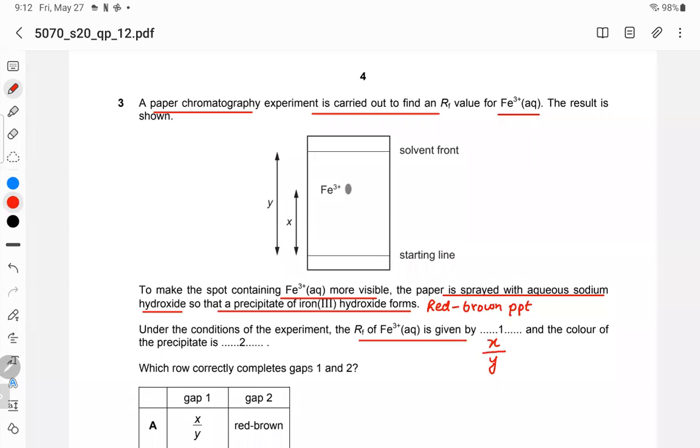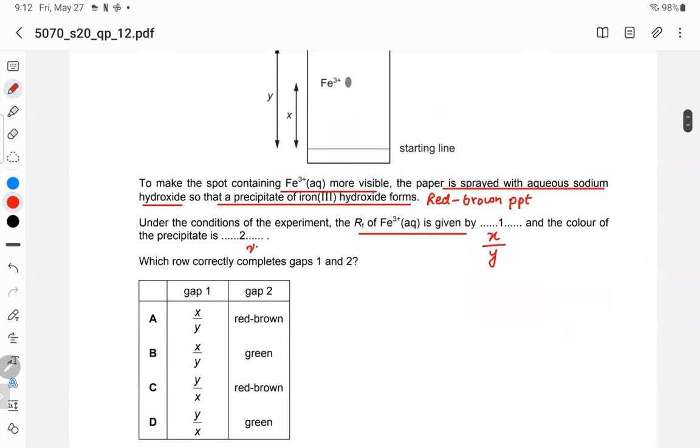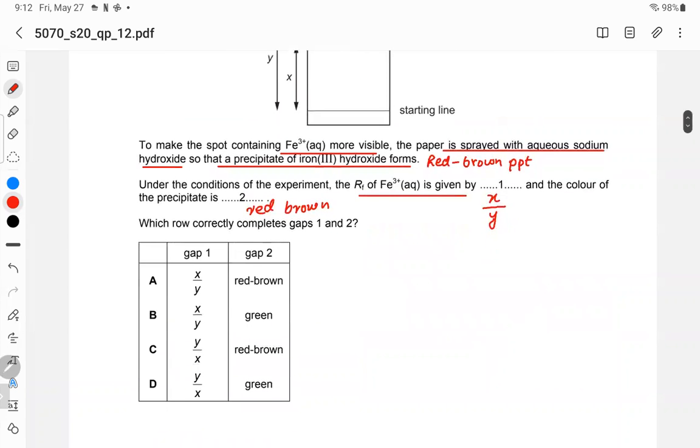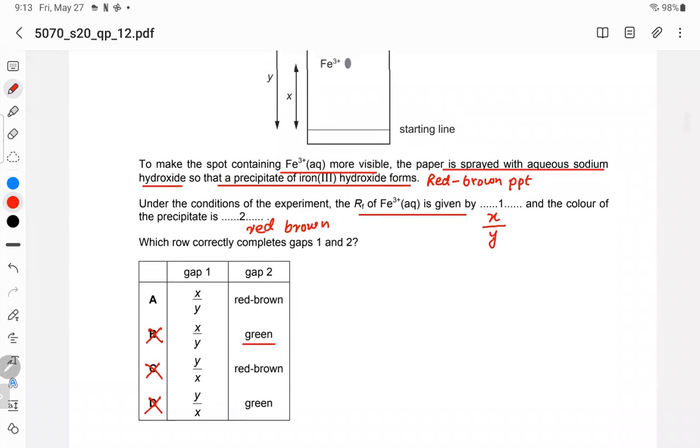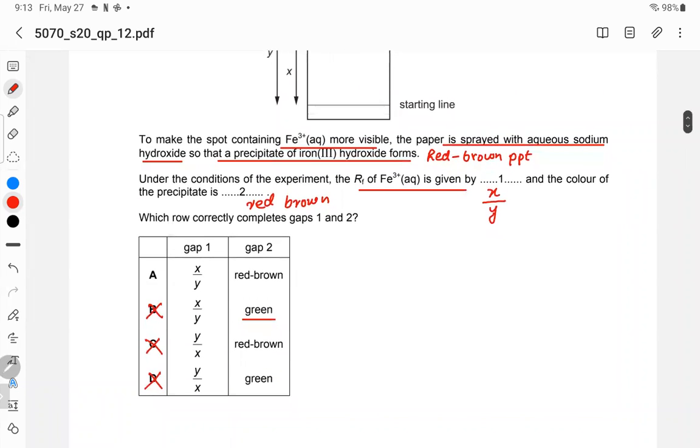And the color of the precipitate, we have decided, is red brown. So C and D go wrong. And now we are left with A and B. And we make B wrong as well, because they are saying a green precipitate is formed when there is Fe3 positive ion. So we are left with A only. So A is the correct answer.